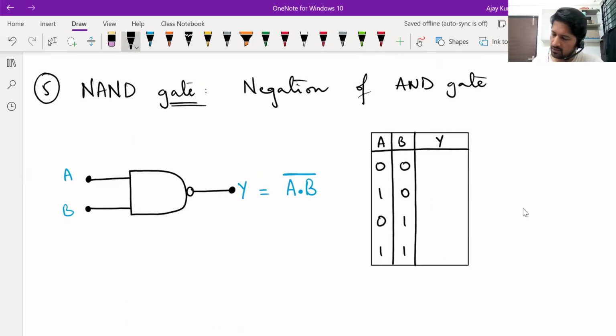So if A is 0, B is 0, their AND value will be 0, NAND value will be 1. If A is 1, B is 0, AND value is 0, NAND is 1. Again, same with this. A is 1, B is 1, AND value is 1, NAND will be 0. Okay.